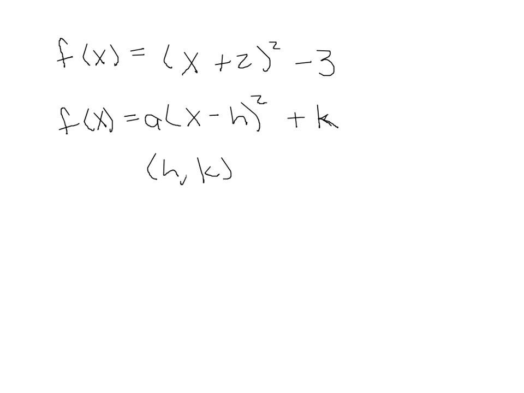So h in the formula is negative, and in the vertex is positive, so h switches its sign, and k keeps its sign. So here, our vertex is going to be (2, 3), but 2 changes sign, so it becomes (−2, −3). So k keeps its sign, and h switches its sign. So there's the vertex.